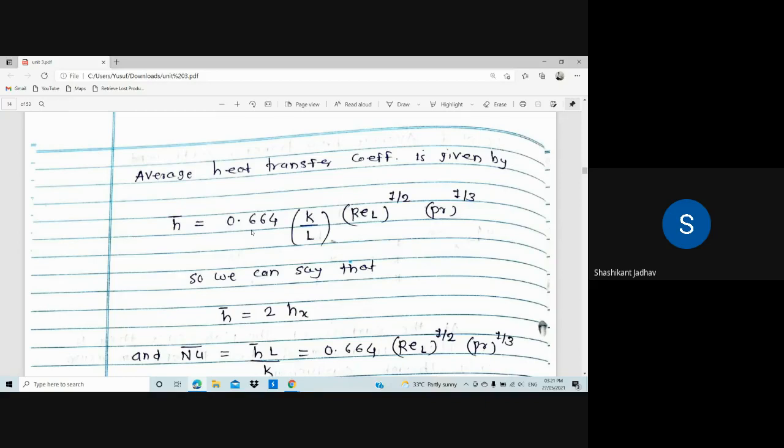So how to write the average Nusselt number? That is h dash into L divided by k. And what is the equation for that? 0.664 Reynolds number raised to 1 by 2 and Prandtl number raised to 1 by 3.